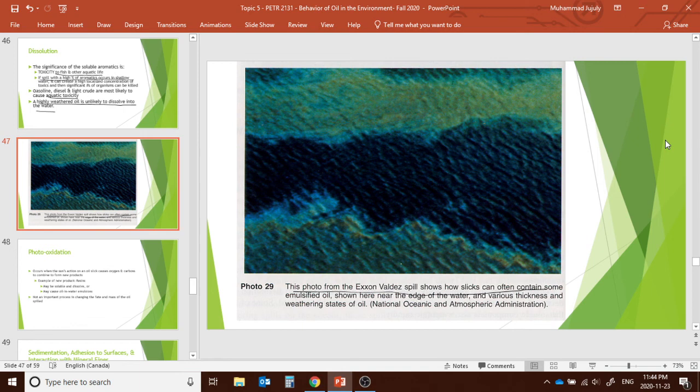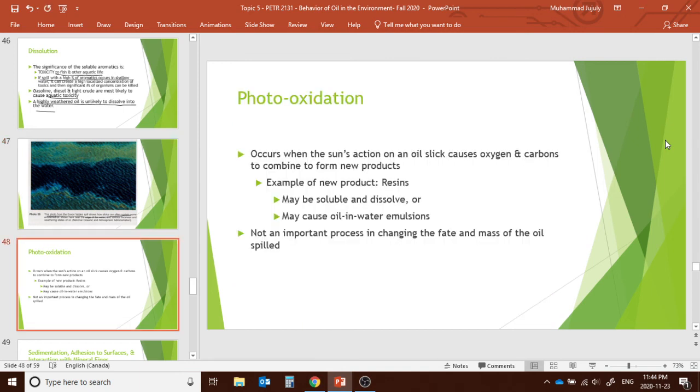and it shows how slicks can often contain some emulsified oil. Photooxidation occurs when the sun's action on an oil slick causes oxygen and carbons to combine to form new products. Examples of the new products are resins, and most are soluble and dissolve. It can cause oil-water emulsions.